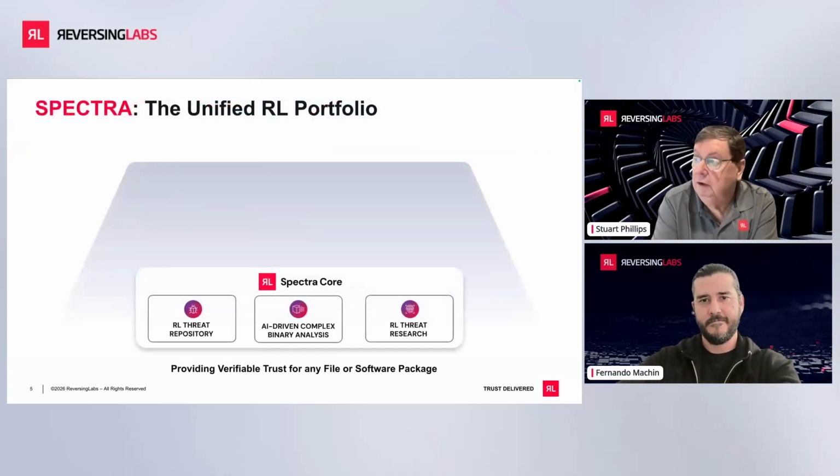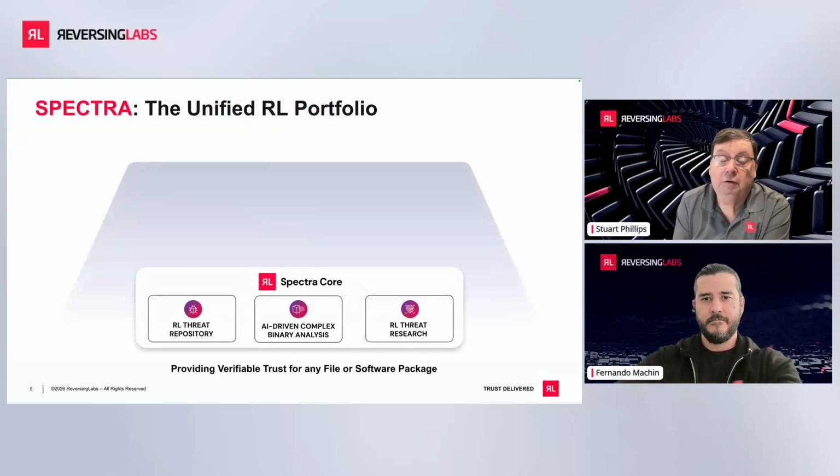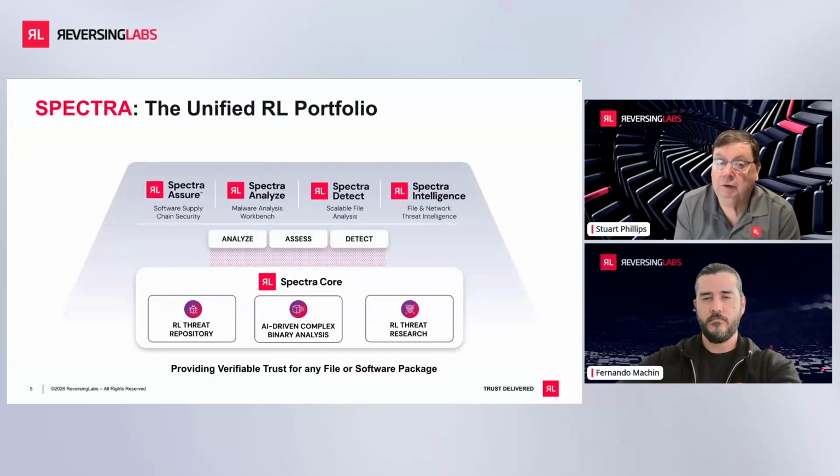Okay, first a little overview of ReversingLabs. ReversingLabs has been around since 2009. We are focused on file reputation and malware detection and software supply chain security. Again, we have Spectra Core, which is our threat repository, our complex binary analysis, and our threat research teams. We do that to analyze, assess, and detect, and provide that in the form of products: Spectra Assure, Spectra Analyze, Spectra Detect, Spectra Intelligence. And again, they're all focused on different areas, but essentially all using the same core engine. So again, building on the base of what we do.